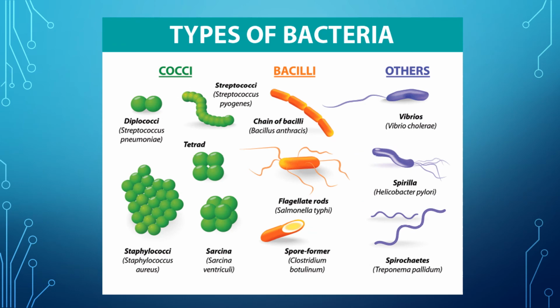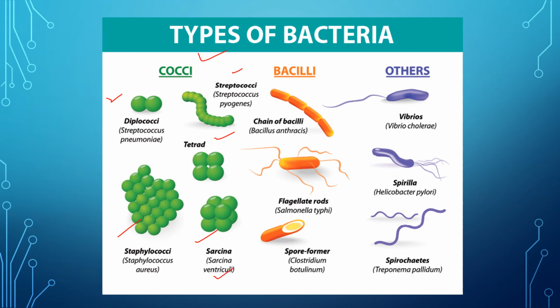Next comes again a revision sort of for the types of bacteria along with their examples. If you talk about cocci, it occurs in diplococci form. Here the example is Streptococcus pneumoniae. Then next comes streptococci, Streptococcus pyogenes. Next is tetrad, and then comes the staphylococci. The example is Staphylococcus aureus. Next is the cube-like structure sarcina, called Sarcina ventriculi.